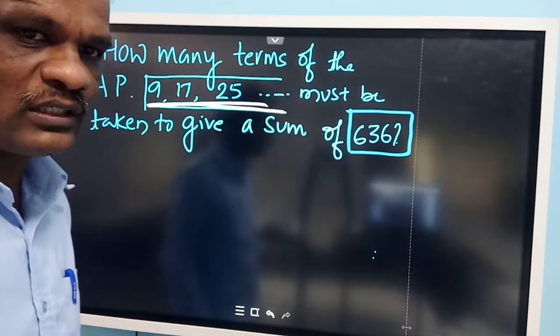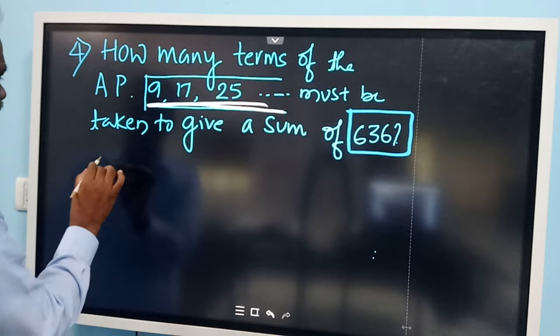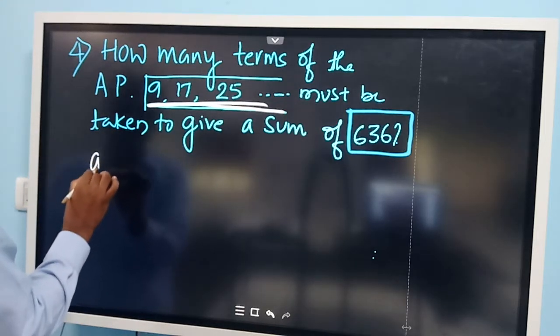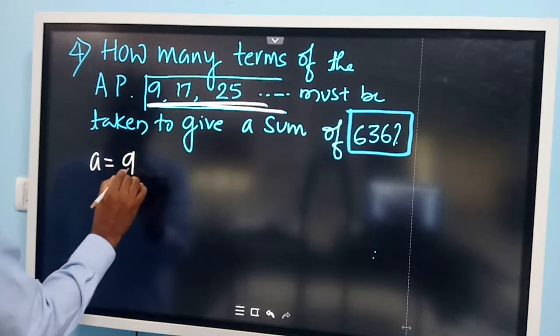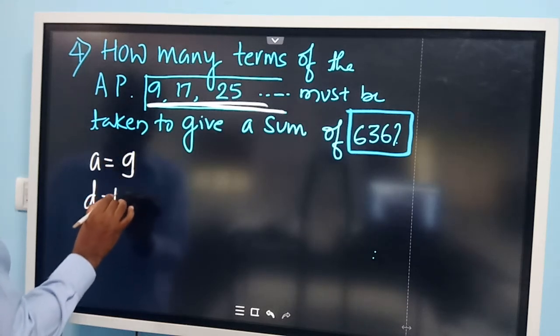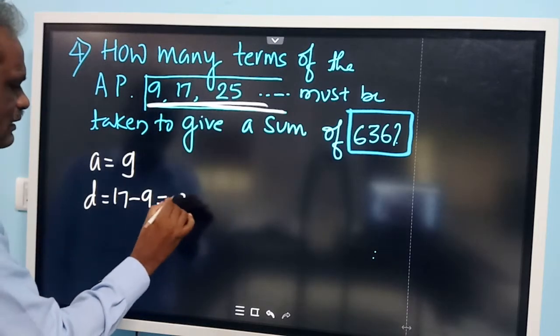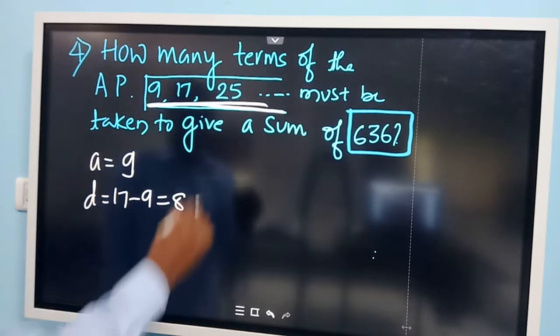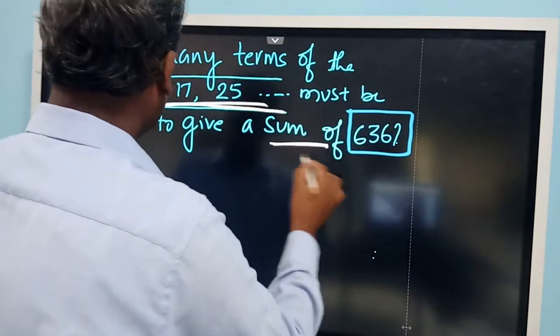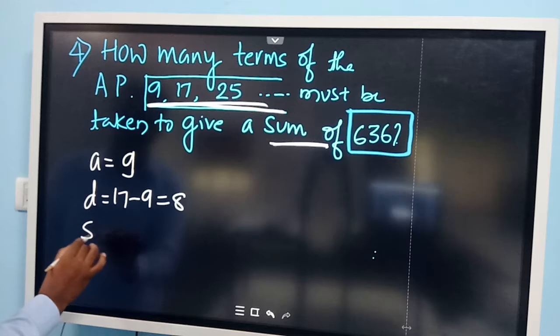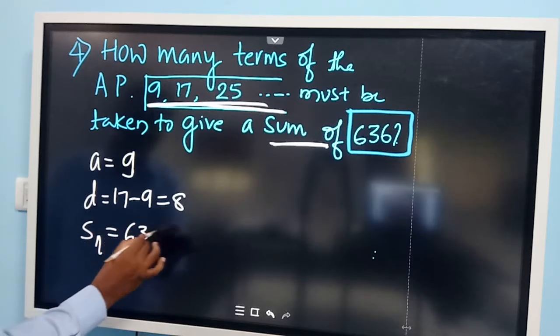Using this arithmetic progression, you can collect the details. A is equal to 9, the first term is 9. And common difference d is equal to 17 minus 9, it is 8. So now, this is given sum of n terms, 636. Sn is equal to 636.